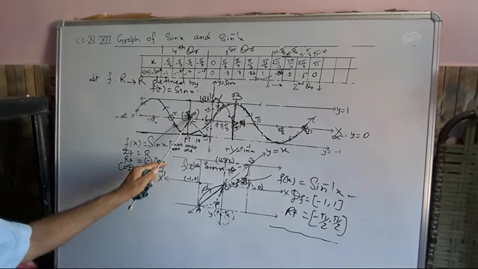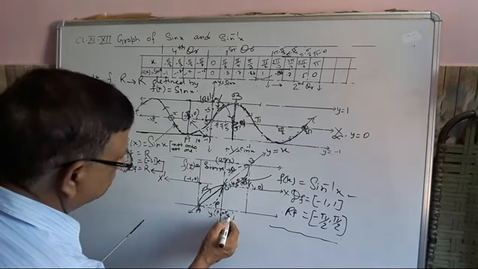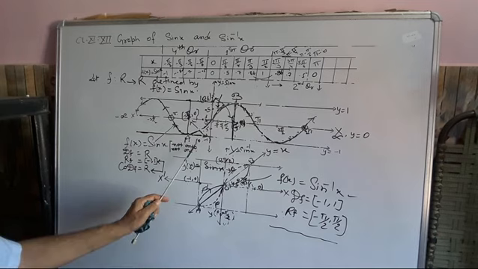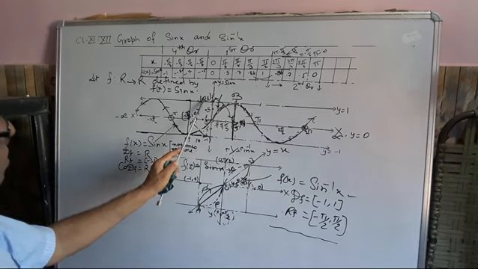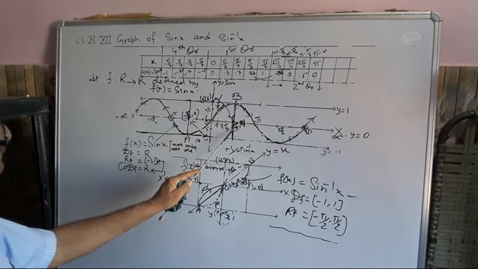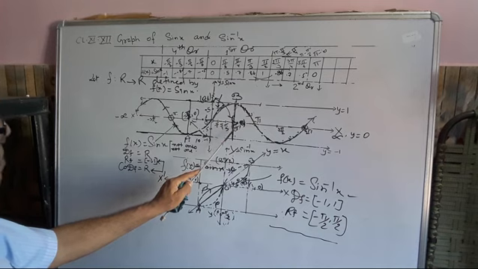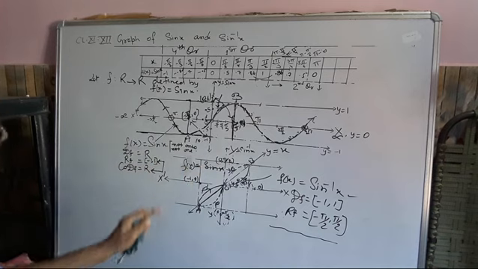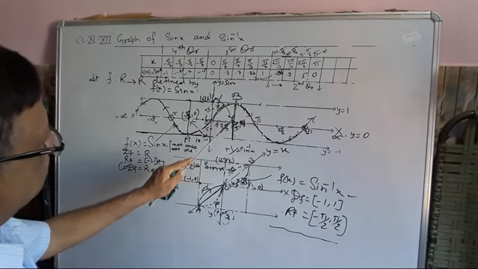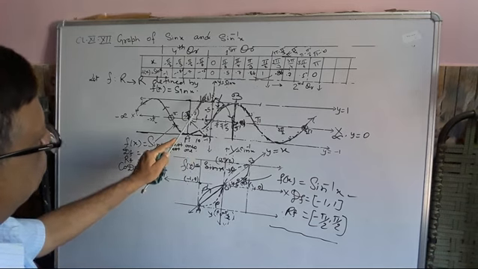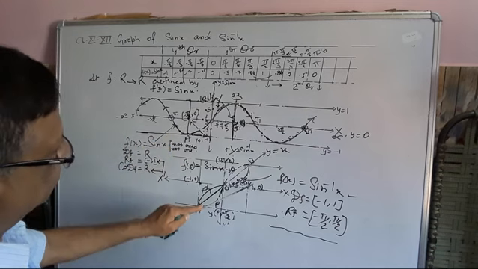Here minus π/2 comma 0 becomes 0 comma minus π/2 here, and 0 comma minus 1 becomes minus 1 comma 0. In the same manner, 0 comma 1 will come here as 1 comma 0, and π/2 comma 0 becomes 0 comma π/2, and 0 comma 1 becomes 1 comma 0.